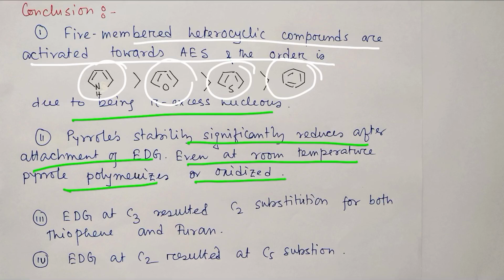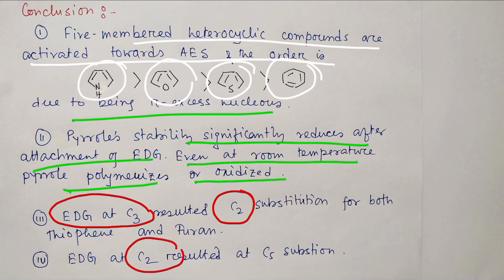Okay, fine. And an electron donating group at the C3 position results in C2 substitution, whereas an electron donating group at the C2 position results in C5 substitution. So this is the overall learning for today. So this is the end of today's discussion.